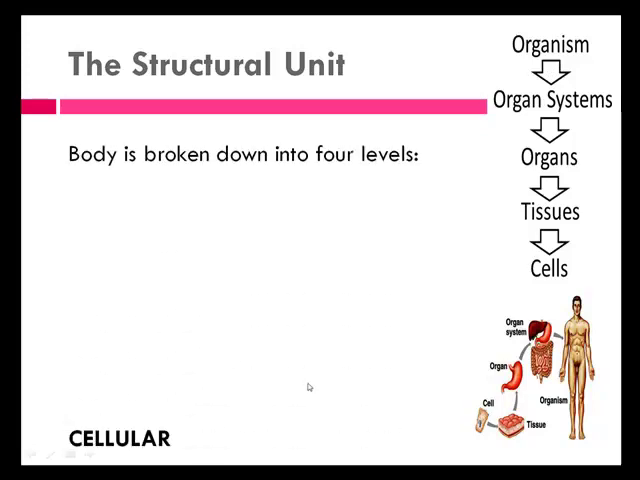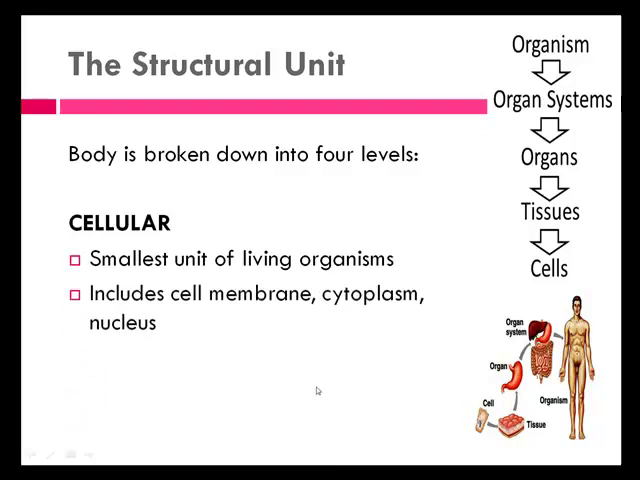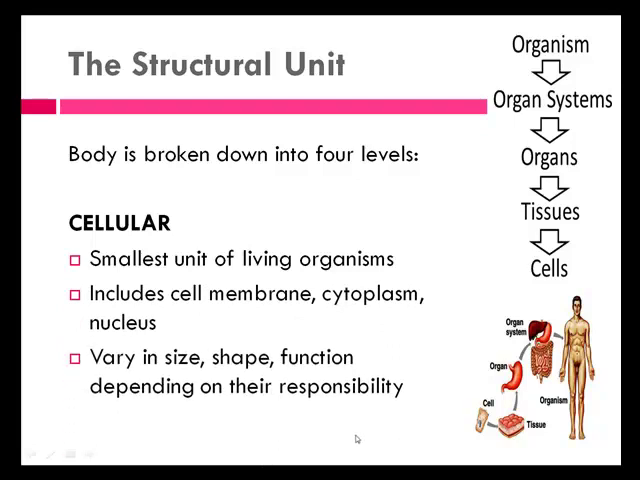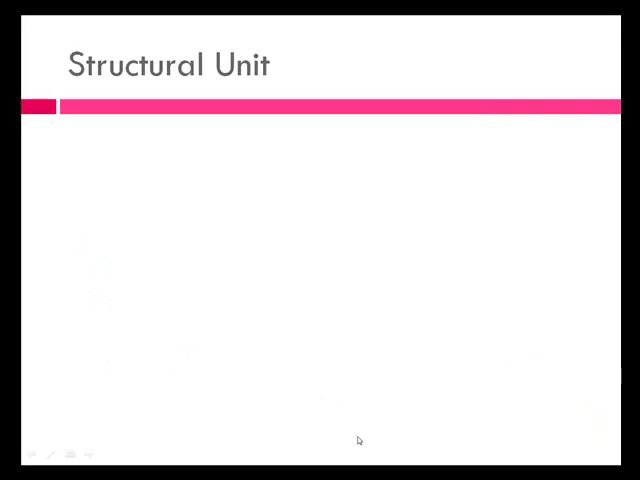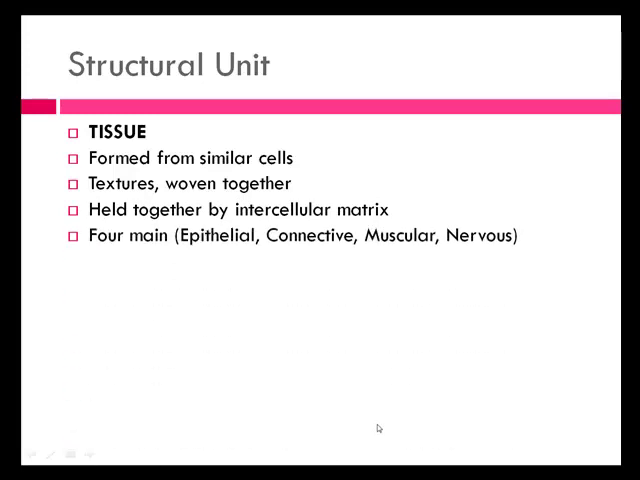The body is broken down into 4 levels. We said cellular: the smallest units of living organisms, which include the cell membrane, cytoplasm, and nucleus, and vary in size, shape, and function depending on the responsibility. Tissues are formed from similar cells. Tissues are woven together and held together by intercellular matrix, which is a type of glue. There are 4 main types of tissues, including epithelial, which is skin; connective, including cartilage and bone; muscle; and nerve tissue.